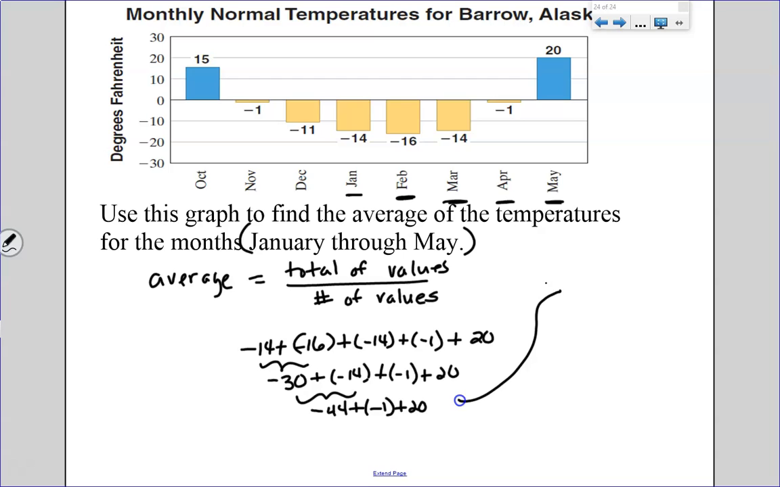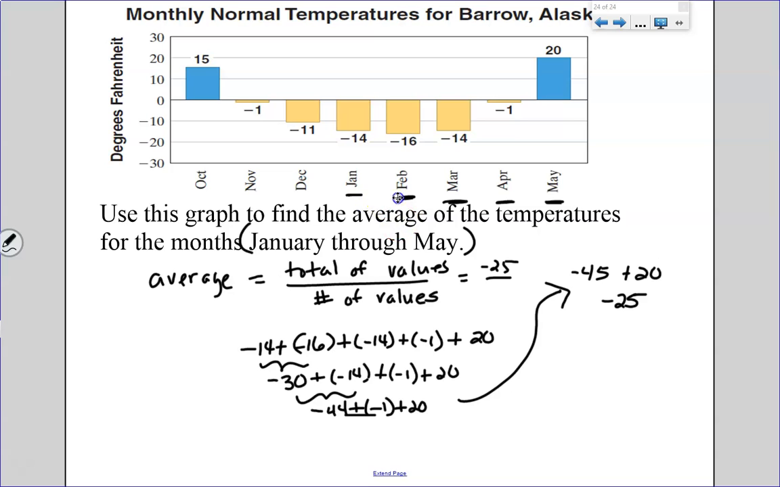I'm running out of room, so I'm going to go up here. So combine the next two together. They're both negative, so a negative 44 and a negative 1 would give me negative 45. Add the 20. So it looks like the total on this last one, because one's negative, one's positive, I have to find the difference, so that would be a negative 25. It's negative because the larger quantity is negative. So the total values up here would be negative 25.